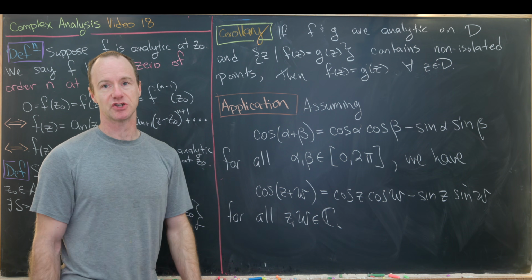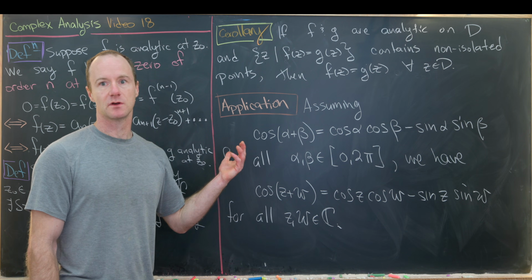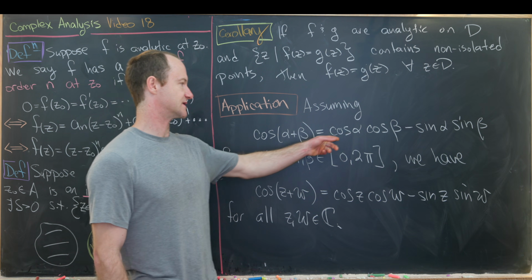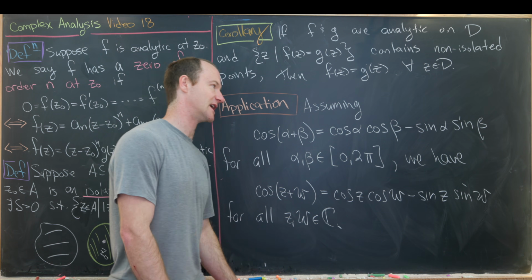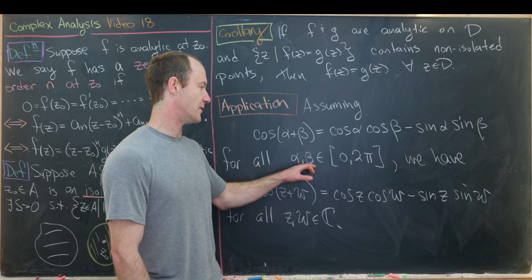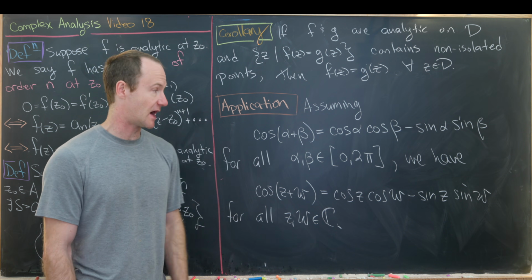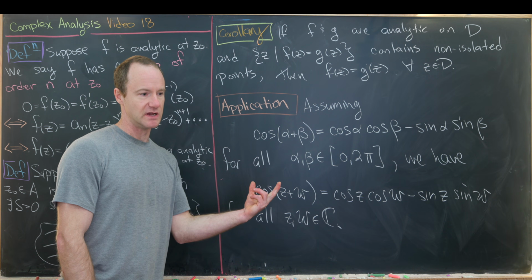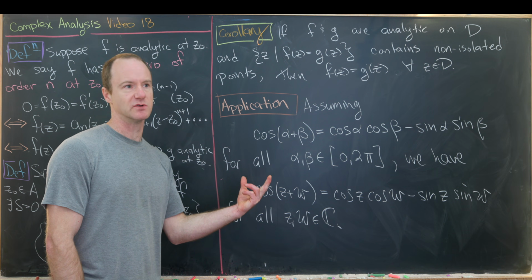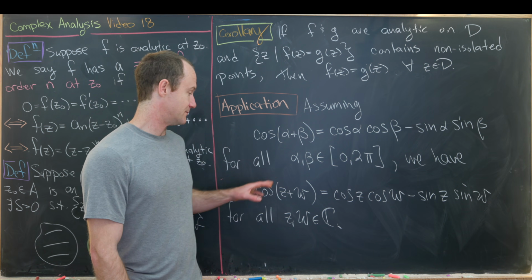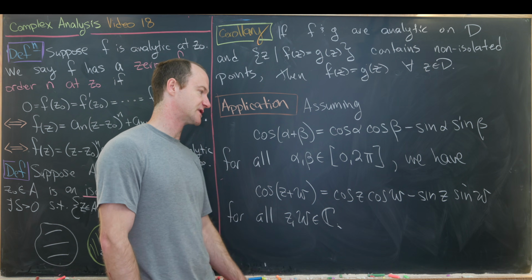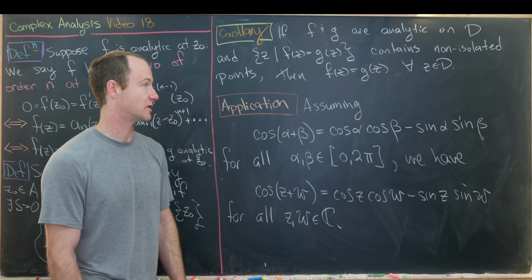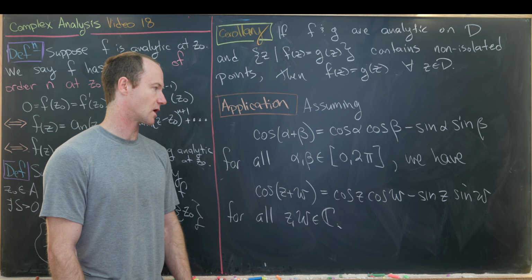So here's a nice application. Let's say we assume from learning this in trigonometry or in calculus class that cosine of alpha plus beta is cosine of alpha times cosine of beta minus sine of alpha times sine of beta for all alpha, beta between 0 and 2 pi. Notice that's a non-isolated set. It's because we've got a unit interval living in the real line, which is living in the complex plane. That means that we have cosine of z plus w is cosine of z, cosine of w minus sine of z, sine of w for all z, w in the complex plane. That's because cosine and sine are analytic on the whole complex plane.